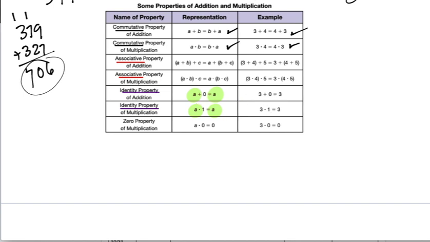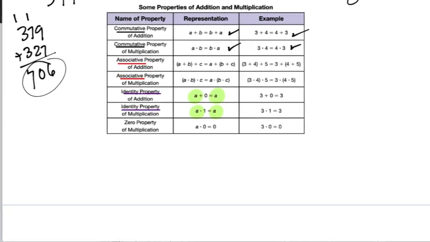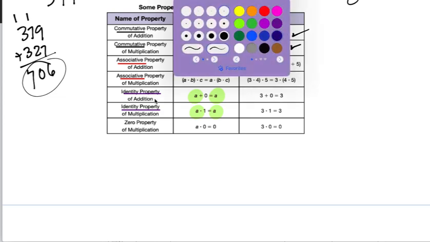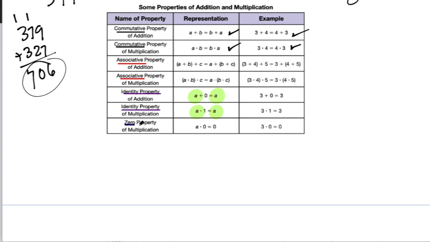And the final one that we'll talk about is called the zero multiplication property. It's kind of a neat thing because it doesn't matter what you multiply by 0, you're always going to get 0. So for any number, A times 0 is equal to 0, and the example is 3 times 0 is equal to 0.